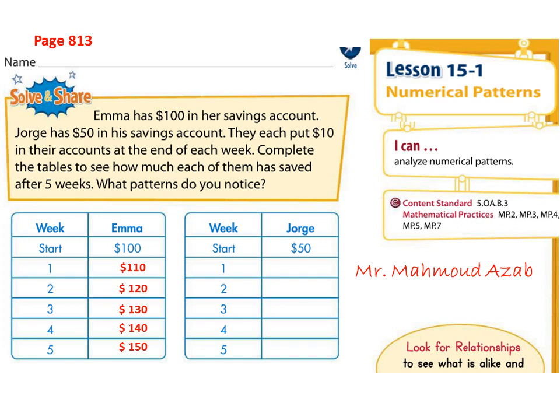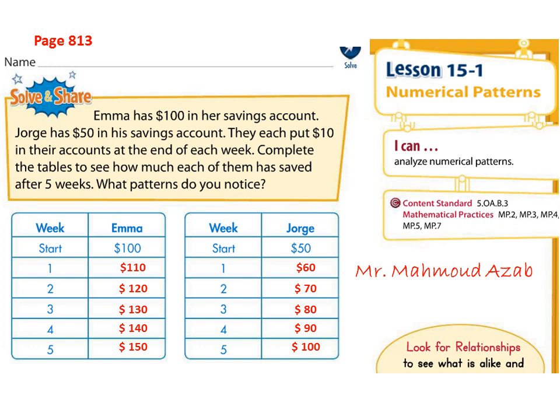Now go to George. The same, 50 and 10 more, it will be $60. And 10 more, $70. And 10 more, $80. 10 more, $90. And 10 more, it will be $100. So after 5 weeks, George has $100 in his savings account.